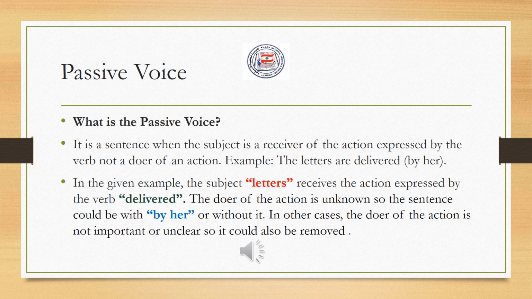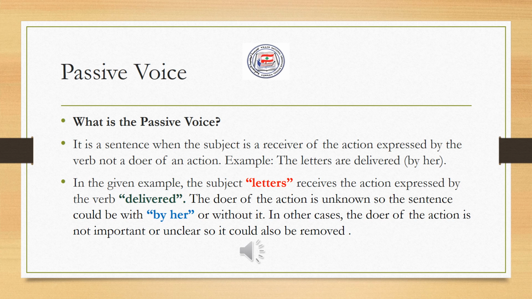The passive voice. What is the passive voice? It is a sentence when the subject is a receiver of the action expressed by the verb, not a doer of an action. For example, the letters are delivered, or the letters are delivered by her. In the given example, the subject letters receives the action expressed by the verb delivered. We can realize here that the focus is on what happened to the subject, not who did the action.